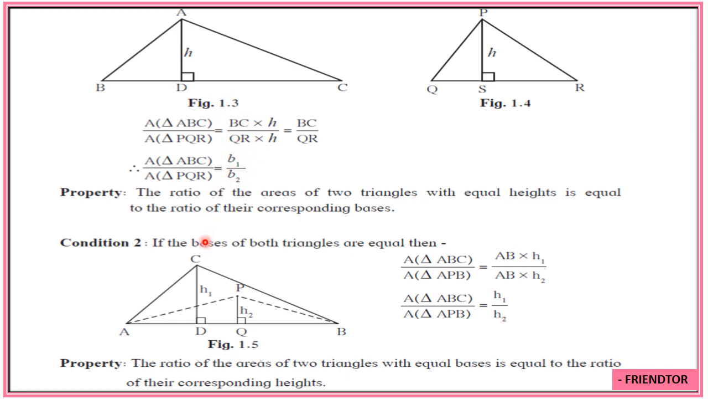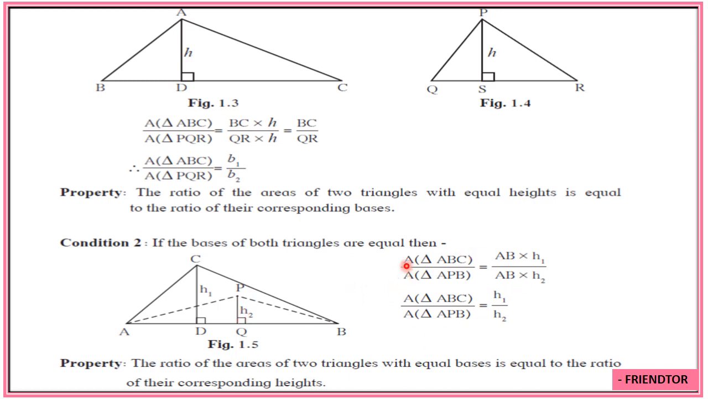Okay, now let's say the bases of both triangles are equal. If the bases are equal, what will happen? Obviously the ratio will be the same as the ratio of the heights. Now here, the base is common, AB. In triangle ABC, the bigger triangle, and the smaller triangle, that is APB, this dotted line one, both have the same base, that is AB. Okay, the heights are different. The bigger triangle has height H1 and the smaller one has height H2.